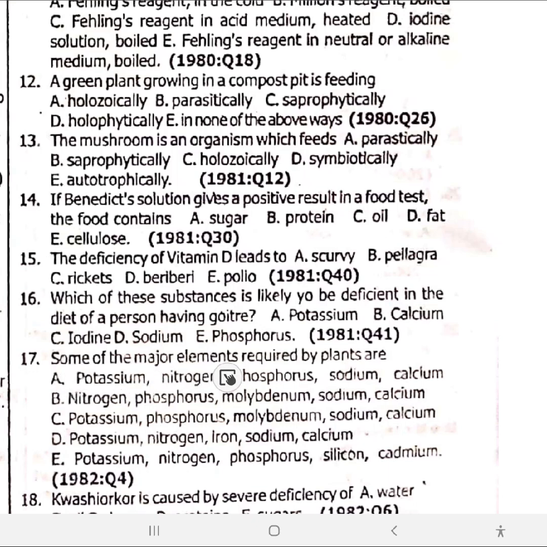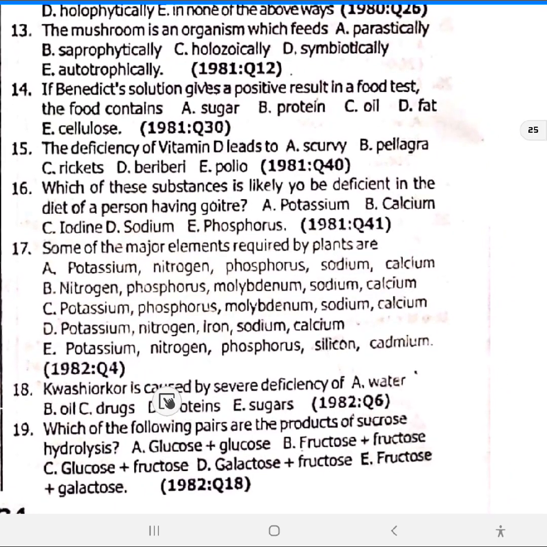17. Some of the major elements required by plants are potassium, nitrogen, phosphorus, sodium, calcium. Option A. We touched this previously. These are major elements required by plants.